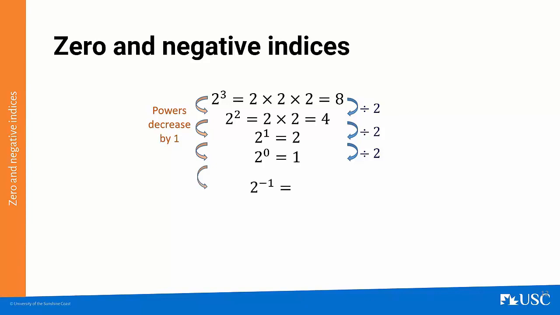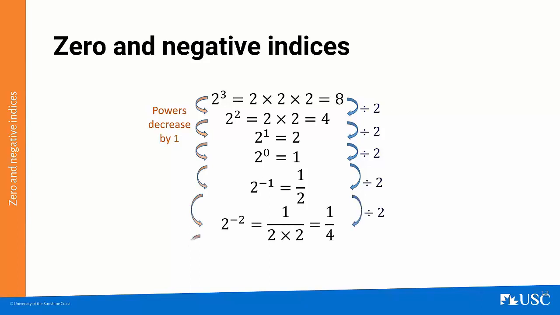The next entry in that pattern is 2 to the negative 1, and that'll be equal to 1 divided by 2, which is a half. Continuing on, we will get 2 to the negative 2 is 1 over 4, and 2 to the negative 3 is 1/8.